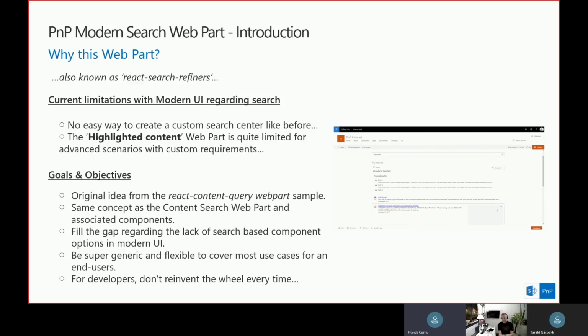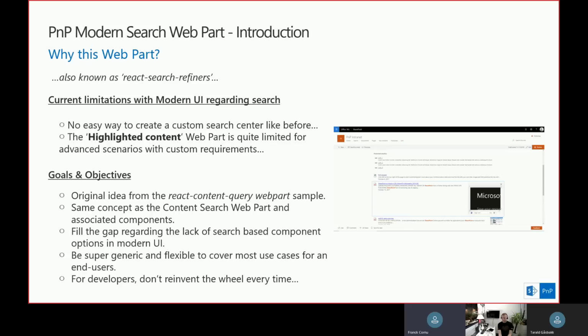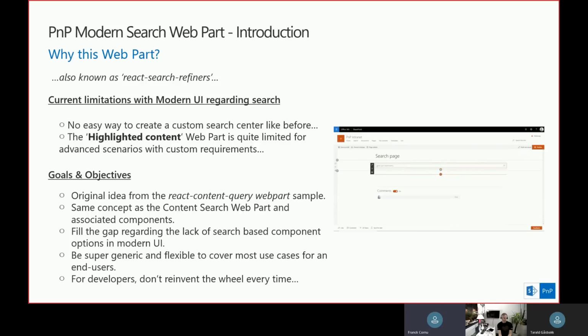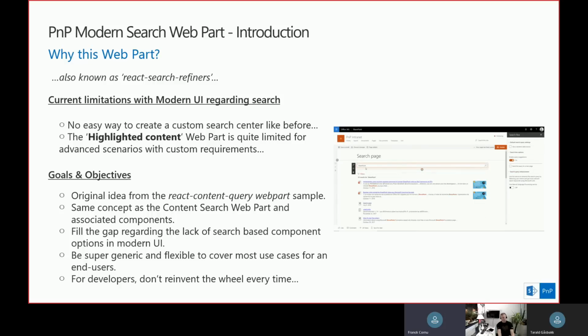I want to configure the query according to my information architecture, but the technical part is always the same. So first of all, I don't want to reinvent the wheel every time. So I build, let's say, a Webpart, super flexible and super generic. And for end users, it has to be very friendly, so they don't have to know about the search, but they can do a customization very easily. So these are the main goals and objectives for this Webpart.